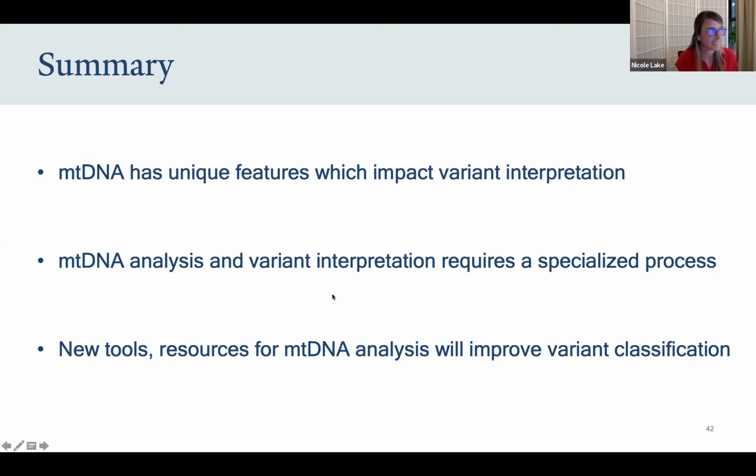So I'm going to finish there, and just to reiterate some of the key take-home points. So the mitochondrial genome has many unique features which are important to consider for variant interpretation and analysis, because it dictates that a specialized process be undertaken. And there are new tools and resources that are currently being developed, and hopefully this will improve variant classification in this genome.